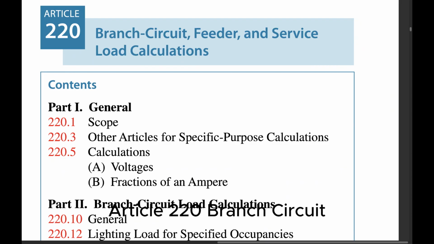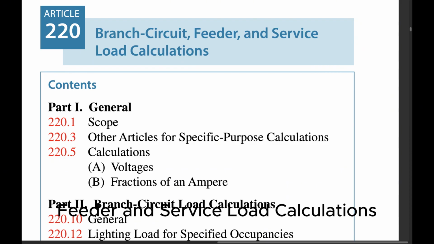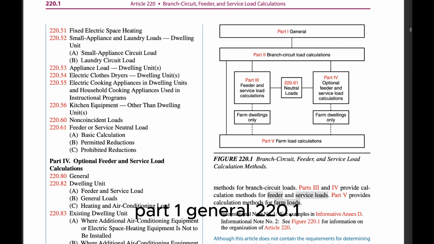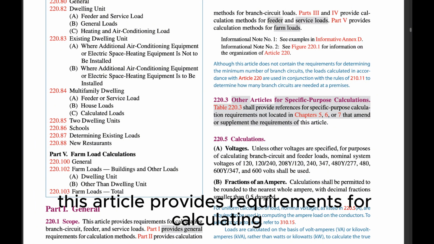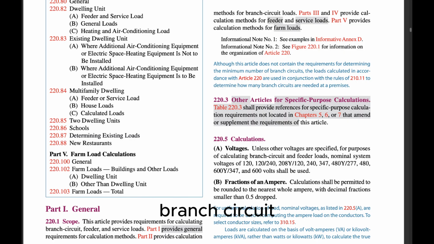Article 220 Branch Circuit, Feeder, and Service Load Calculations. Part 1. General. 220.1 Scope. This article provides requirements for calculating branch circuit, feeder, and service loads.